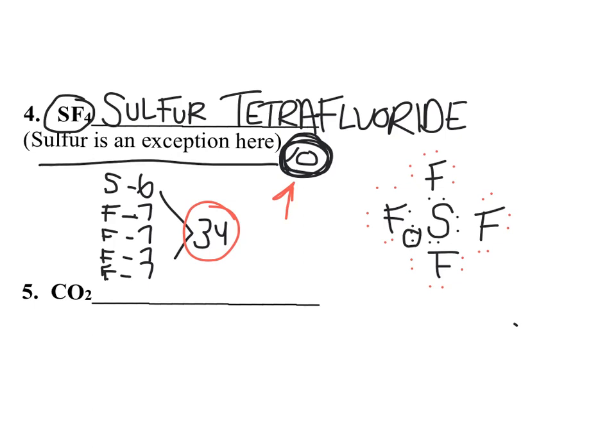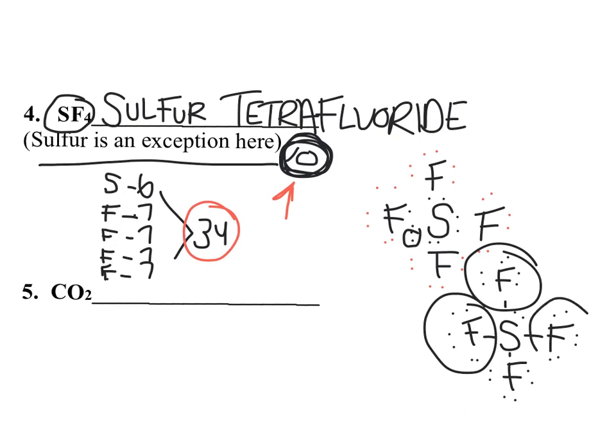If we clean this up and do the single bonds for the Lewis dot diagram, there'd be a single bond to each fluorine, and each fluorine would get 3 lone pairs still. But then sulfur would have that little extra pair on there to make 34 total. So each fluorine is happy with 8, and sulfur is happy with 10 in this case. But there you go. You've got the Lewis dot structure for sulfur tetrafluoride.